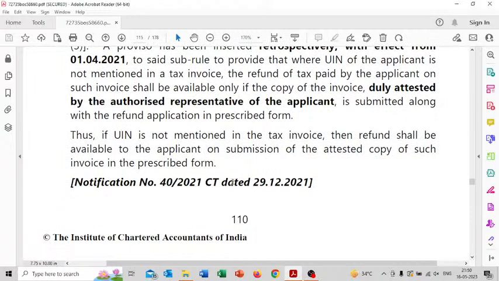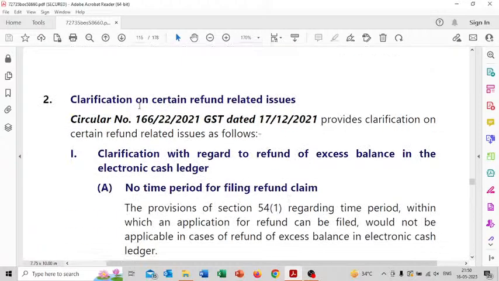Notification number 40/2021 dated 29 December 2021. Clarification on certain refund related issues.